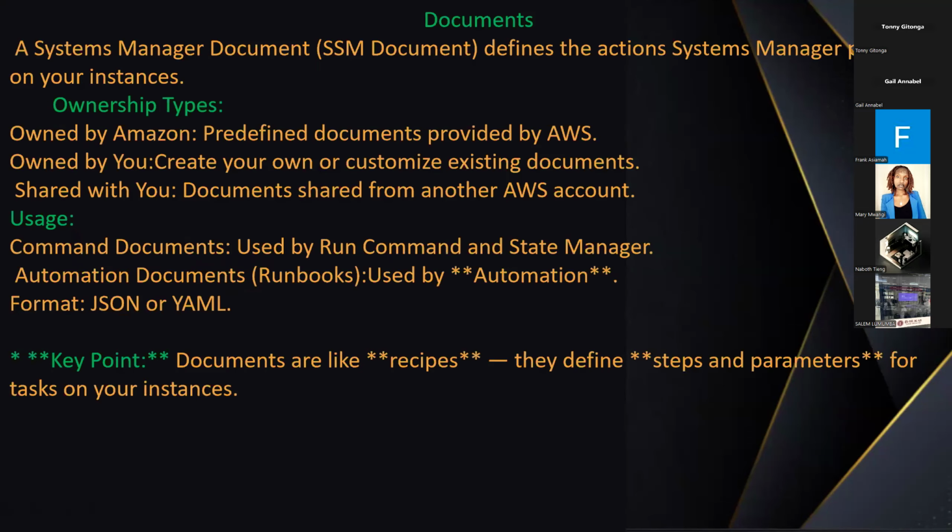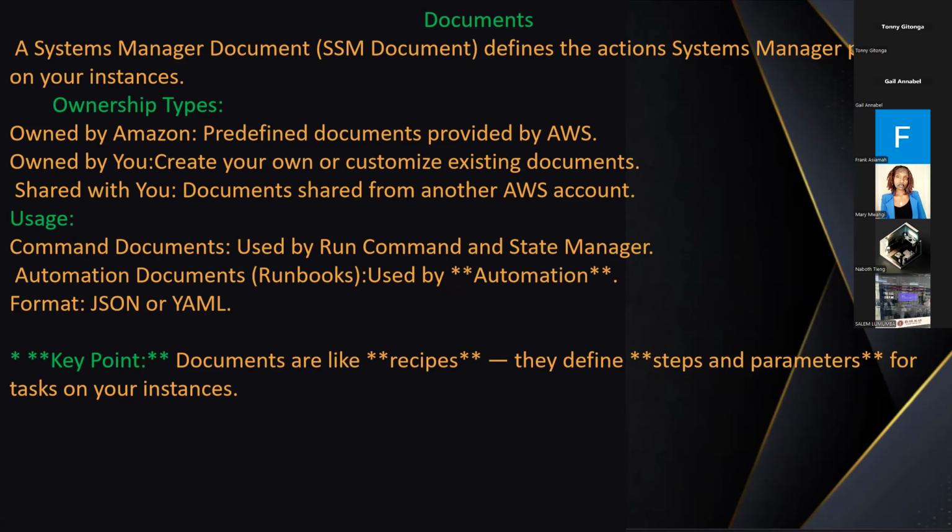Let's start with the document, the main thing of AWS Systems Manager. A document defines the action Systems Manager performs on your instance. The document is the main one. Everything is recorded here. It defines everything a system administrator is going to do. It has ownership types. It can be owned by Amazon, where you use predefined documents. You can create your own or customize existing ones, or you can share your documents with someone else from another AWS account.